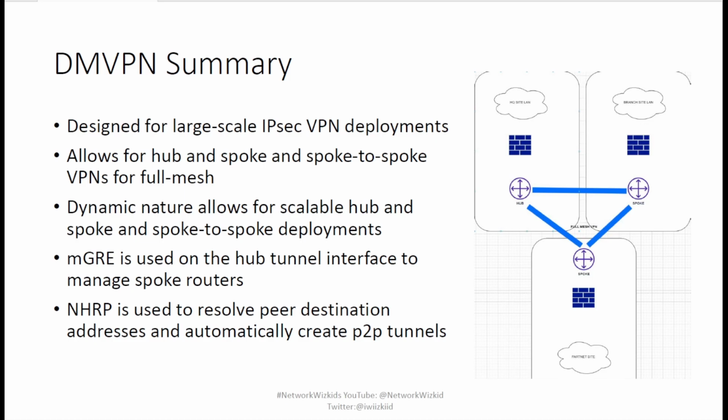NHRP, our Next Hop Resolution Protocol, is used to resolve the peer destination addresses, and automatically based on that, once resolved, create those peer-to-peer tunnels.